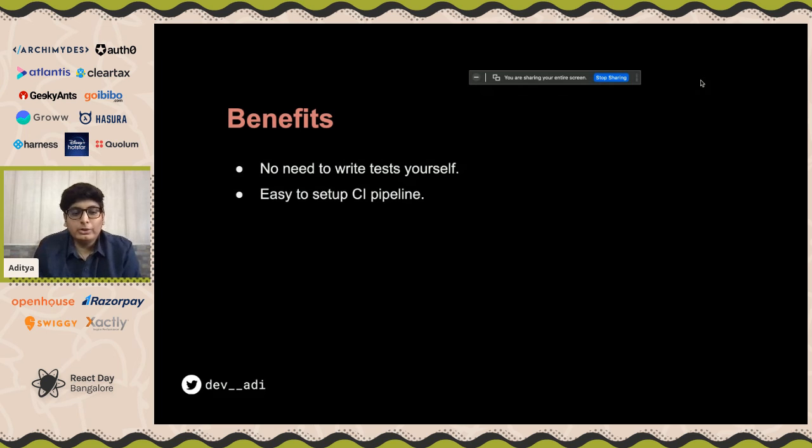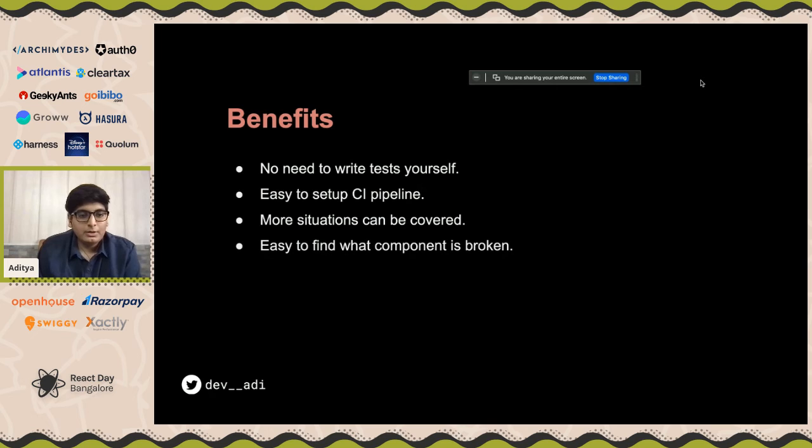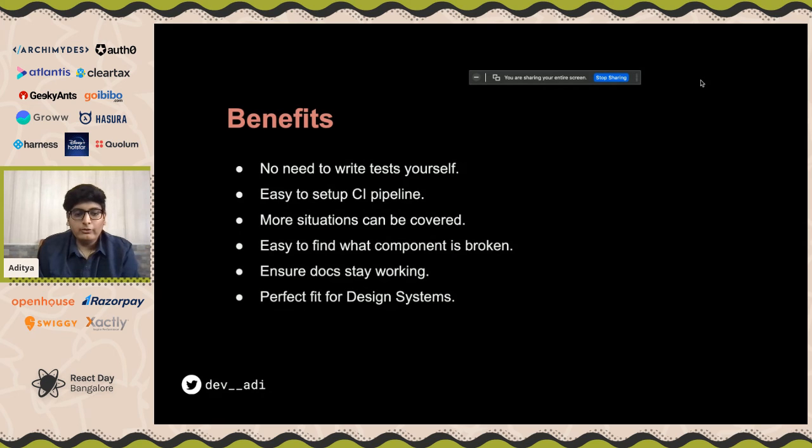And since there is no E2E testing here, you are just rendering your components. So the CI pipeline is easy to set up. And because it is component, you can cover more situations. You just need to pass different props. And since your visual tests are isolated to a component, it is easy to find which component is broken. And your docs will stay working. And obviously, it's a perfect fit for design systems.